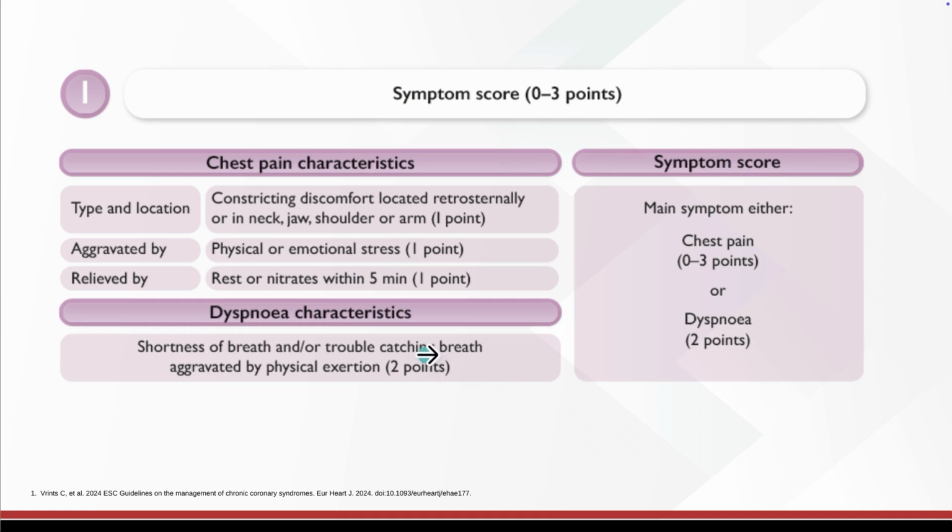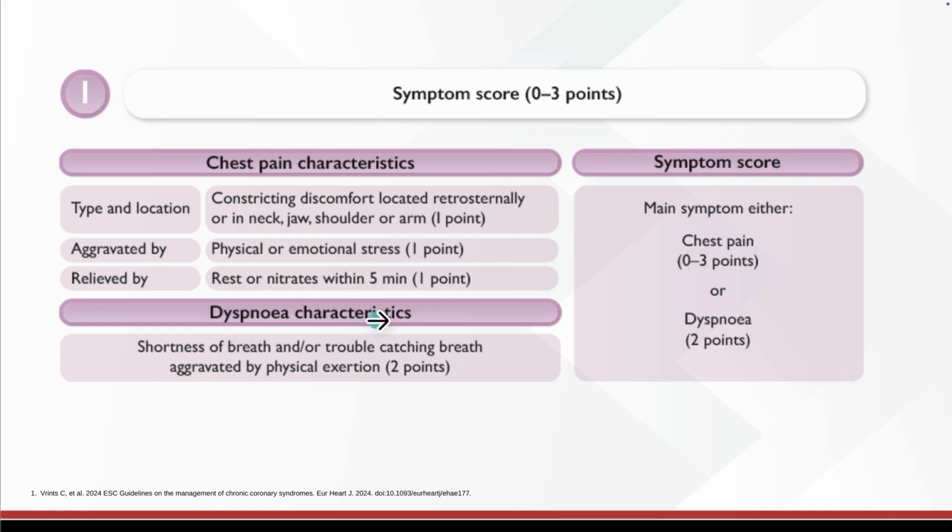Now that we have a more objective way of analyzing the pain, we can assign a score for each type of pain. And the score ranges from 0 to 3. If the pain meets the 3 criteria: central compressing, on physical or emotional stress, relieved by rest or nitrates within 5 minutes, then it takes 3 points. 2 characteristics means 2 points. 1 or no characteristic means 1 point or 0 points.